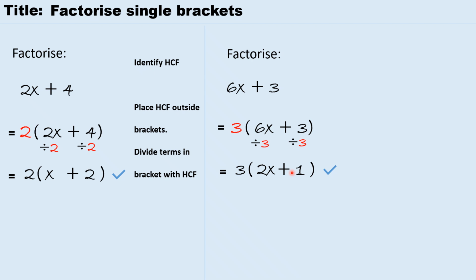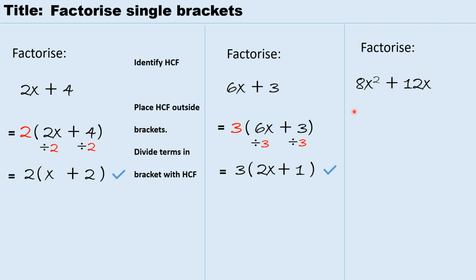How about trying this one that has x in both terms? Okay, we'll follow the same procedure. Identify the highest common factor, and the highest common factor of 8 and 12 is 4.